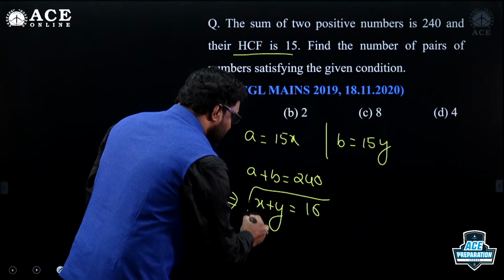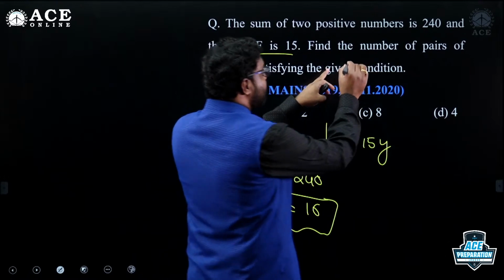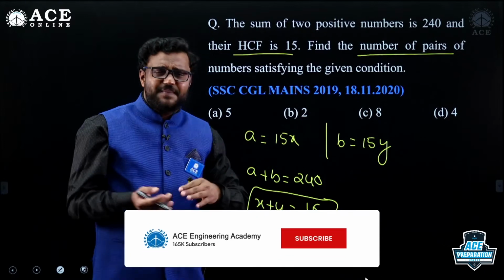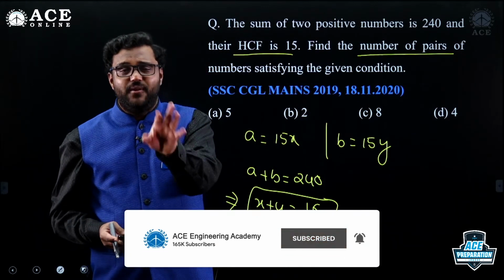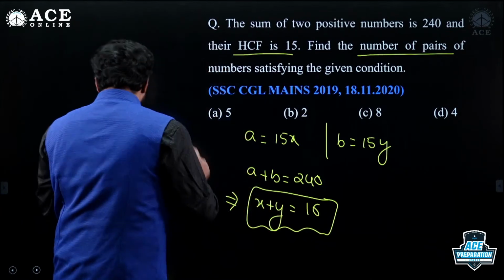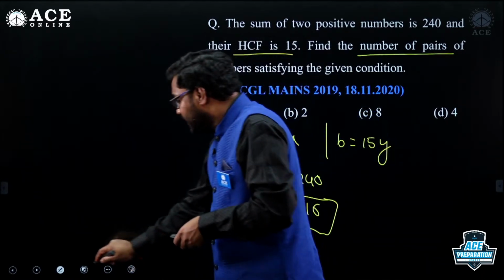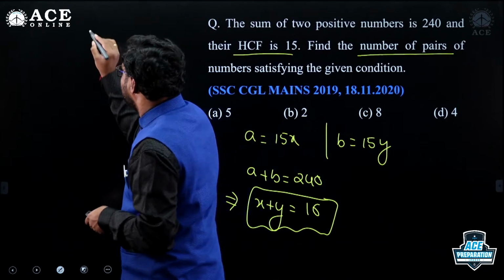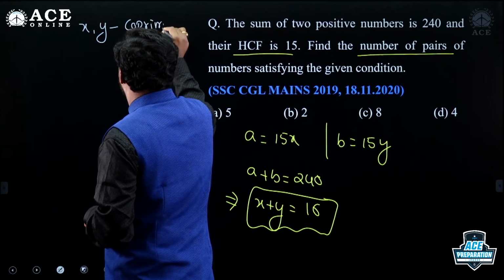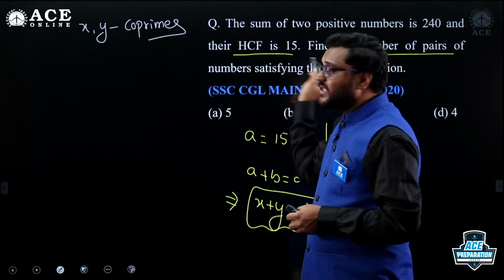Now what is the question? x plus y is 16, how many such pairs are there? How many pairs are there satisfying the condition? Sir, x plus y 16 means x value 1, y value 15, x value 2, y value 14. Don't take all numbers. x plus y is 16, but you should not disturb the HCF 15, my dear friends. What numbers are you taking for x and y? x and y must be co-primes. So guys, keep in mind, x and y must be co-primes. Otherwise, this HCF 15 will be disturbed.